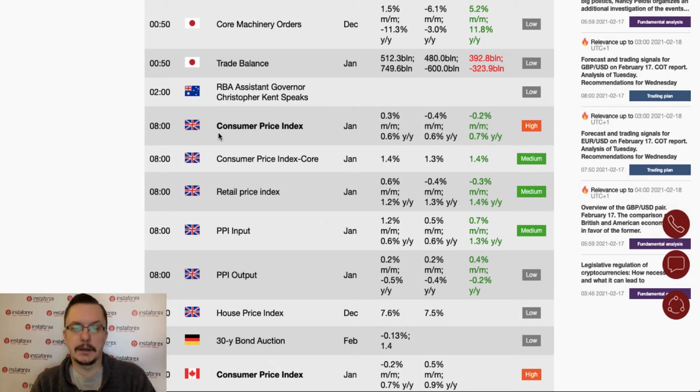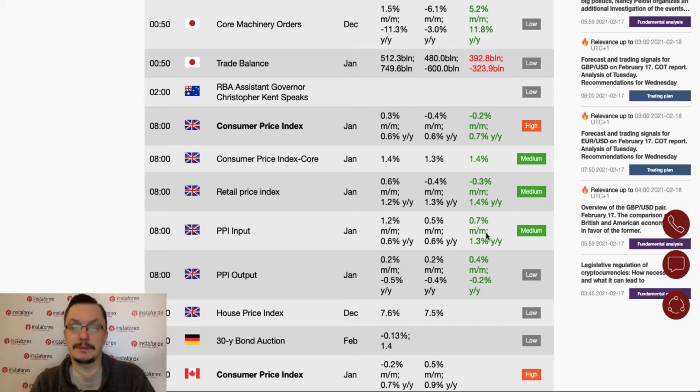The key event of the London session had been published already. That was the data from UK in form of the consumer price index. As you can see, the consumer price index is increasing. It's not increasing as much as everyone expected, but it still has some kind of an impact on the economy. The core consumer price index is in line with the previous reading and better than expected. Retail price index is jumping up as well, together with the PPI input and PPI output prices.